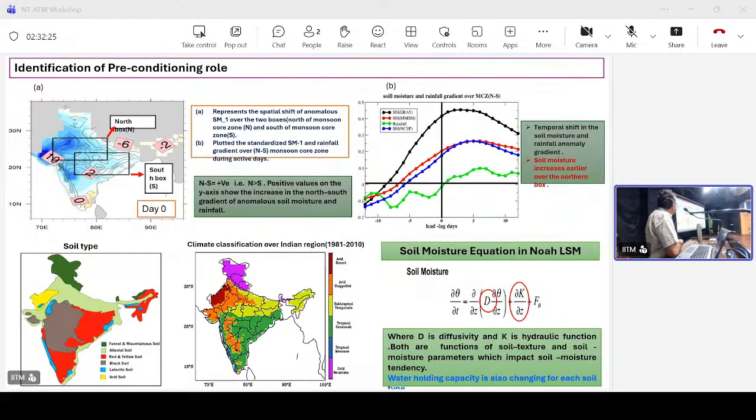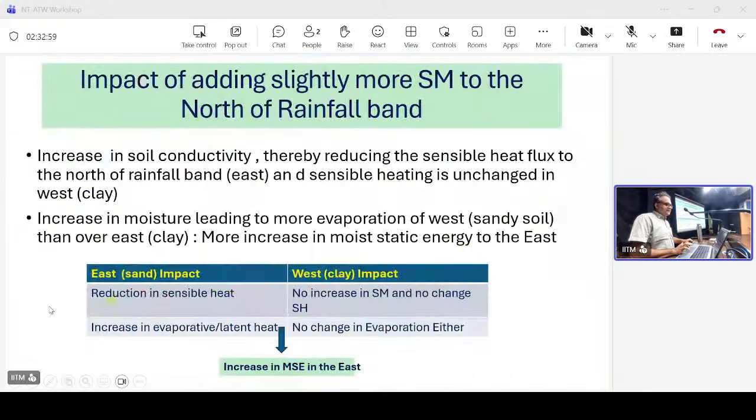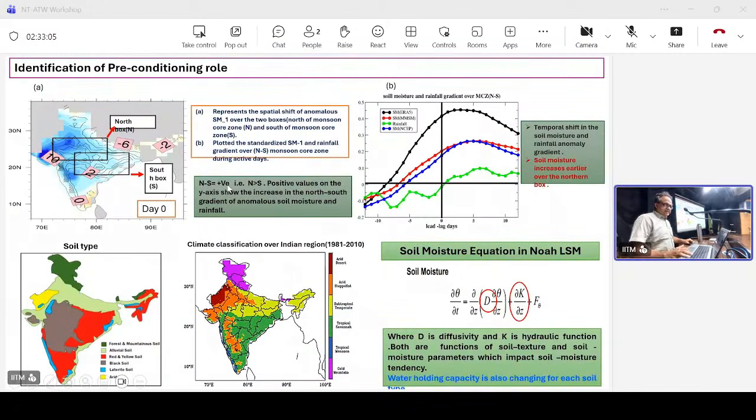In this box, when we see rain at lag 0, after lag 0 the north and south rainfall becomes equal. So this is homogeneous, and rainfall starts increasing from here. But the soil moisture actually started increasing in the north box much earlier than this. So this is one type of role, because the spatial staggering of rainfall and soil moisture is causing some type of precondition. Now, why is this? We find that this could be related to the soil type, and it is nicely related to the soil type scenario.